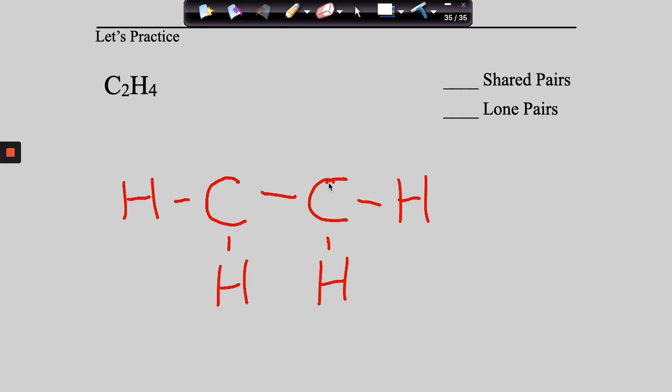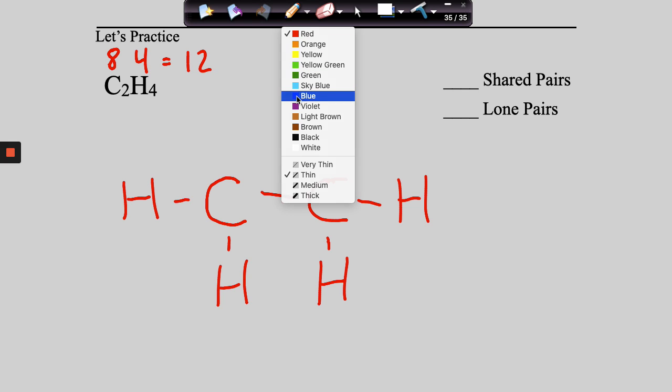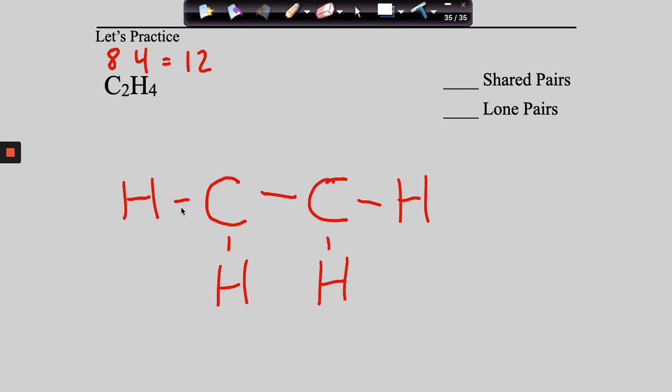Okay, so step number 2 is to count electrons. Remember that carbon has 4 from our previous drawings. Times 2 is 8. Hydrogen has 1 times 4 is 4, which gives us a total of 12. Okay, so now we need to count the ones that we've already used. So we remember that each line counts as 2 electrons. So we've got 2, 4, 6, 8, 10. So we have already used 10 electrons.